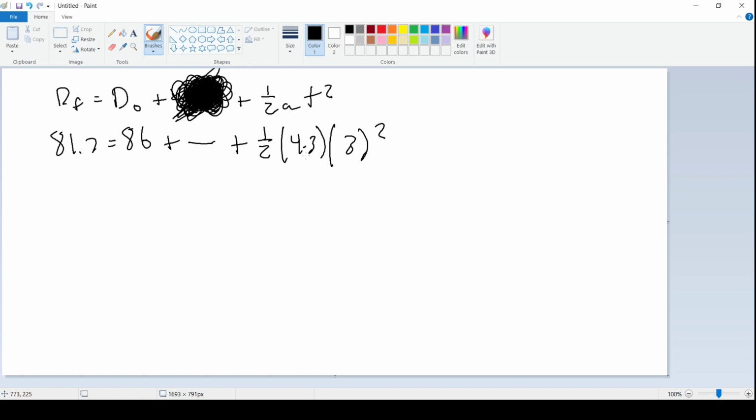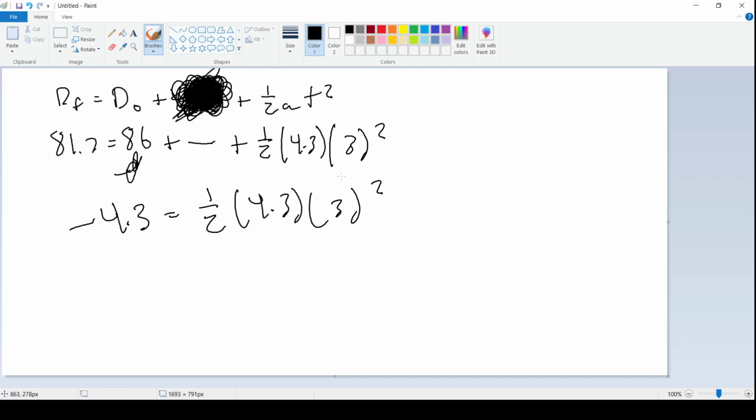Okay? So we're going to minus this, right? Minus this, blah, blah, blah, right? That comes out to negative 4.3, right? Equals half 4.3 times 3 squared. Now, you might be wondering, hey, that doesn't add up. That doesn't match, alright?